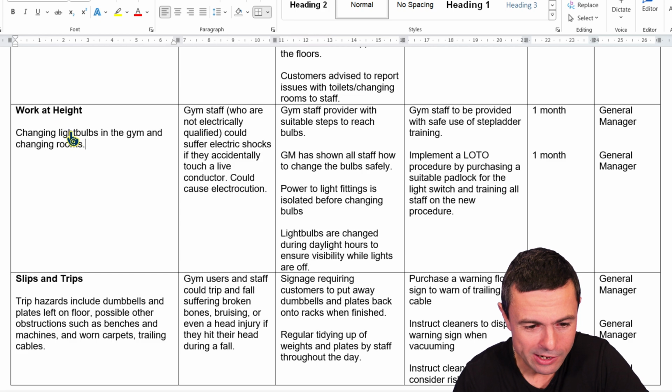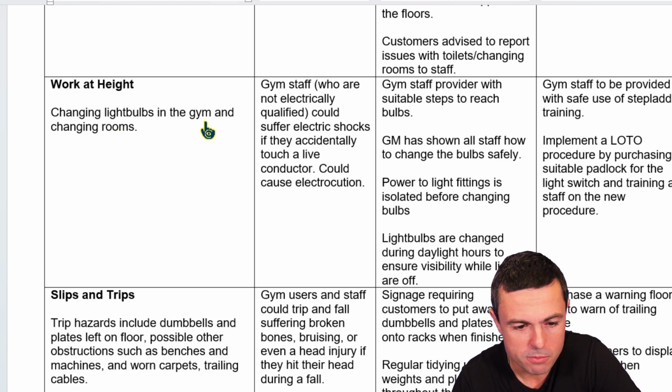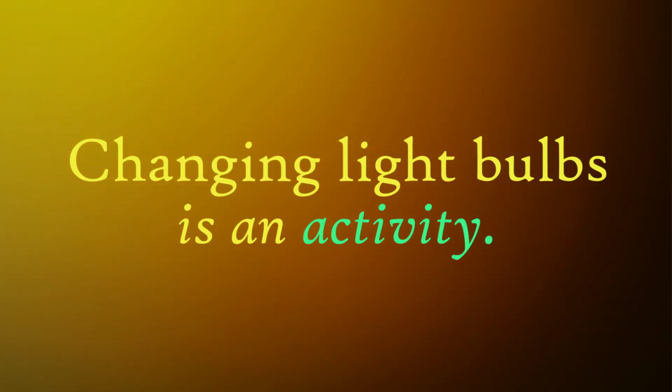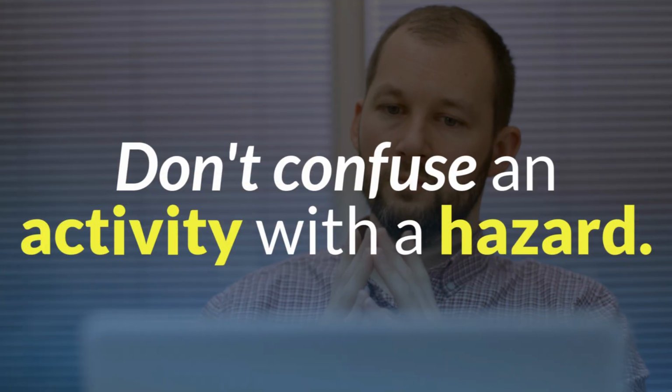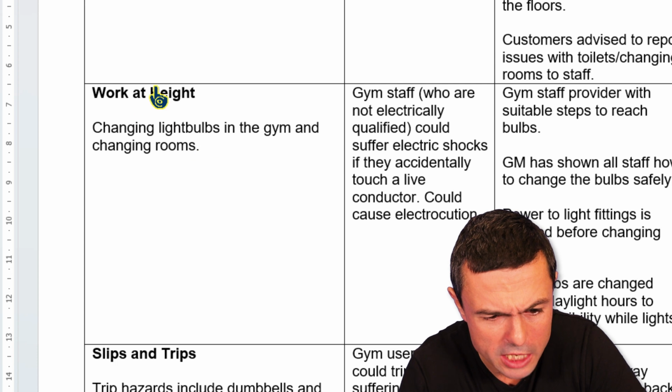Let's take a look. All right, here it says work at height, changing light bulbs in the gym and changing rooms. Okay. Right, so changing light bulbs is not a hazard. That's an activity. Don't confuse an activity with a hazard. An activity has multiple hazards in it. What hazard are we looking at here? Well, it says work at height.